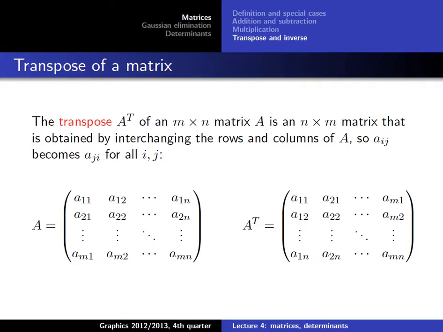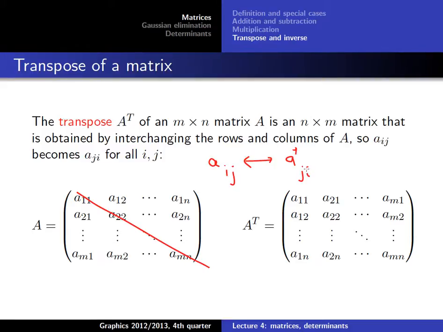Now, another special case of a matrix is the so-called transposed of a matrix, which is created from an original matrix by just mirroring its coefficients at the diagonal. So if we look at the diagonal here, the transposed matrix is basically created by swapping the indices.